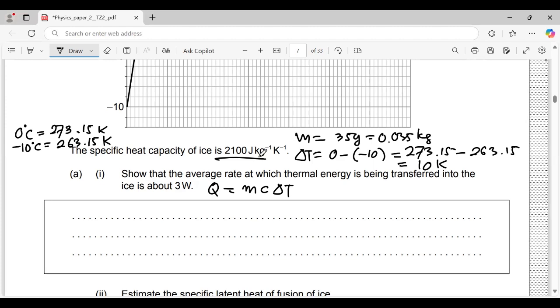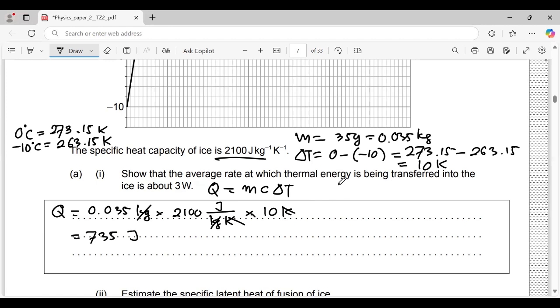Now we are going to substitute this information into this formula. Q equals M, which is 0.035 kg, times this one, 2100 joule per kg per K, times delta T, 10 K. Now I have calculated this, and the result is 735 joule.